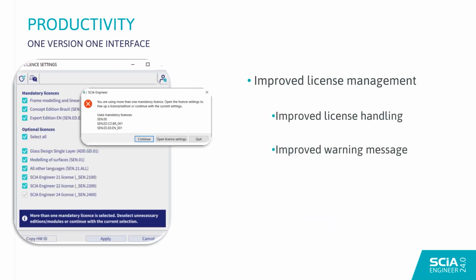And because licensing is important, we have also introduced new improvements for license management. We have an improved license handling system, and we have improved the warning messages in case, for example, a user is trying to block or use multiple mandatory licenses. There's a warning that will pop up telling him that this is the case.